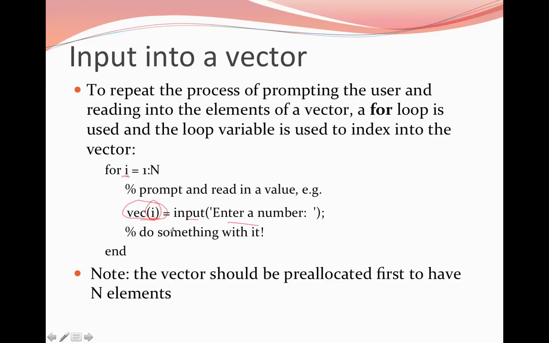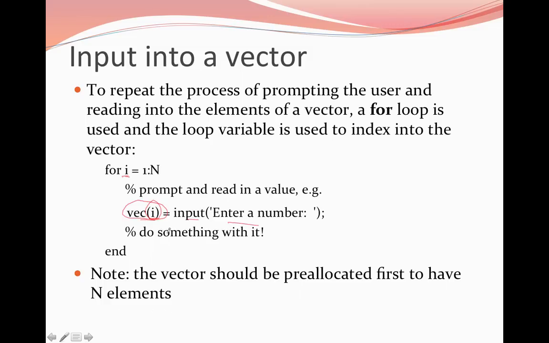So the first time in the loop, when i has a value 1, we're reading into vec sub 1. Then the next time through the loop, when i has a value 2, we're reading into vec sub 2, and so forth. And then presumably, again, once we have the value in the vector, we would do something with it. But again, very important that we're using the loop variable i to index into the vector.